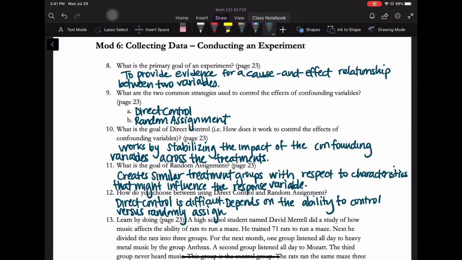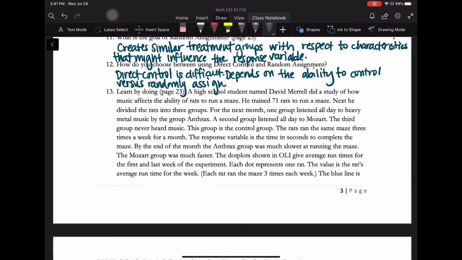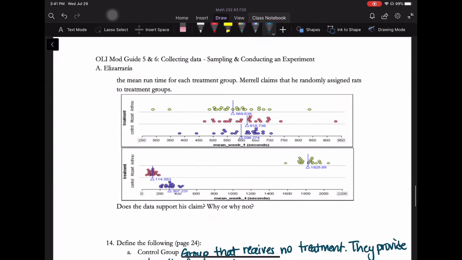Now I'd like you to take a second to read the Learn by Doing. Remember, it's from page 23. And then we're going to move on and analyze the graphs on the next page. The question that's asked is whether the data support the claim. The idea here is that there is a maze that's run by rats and they're played two different types of music. One is Mozart, one is Anthrax, and then there's the control group that didn't hear any music.